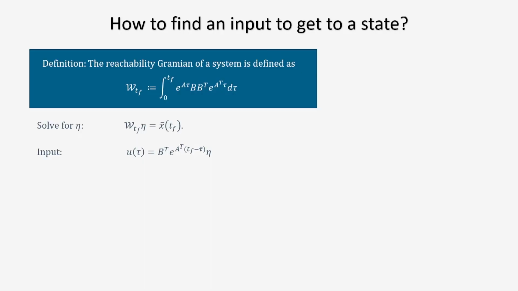So, remember this was what we did in the last lecture. This was the main idea. Now notice this. Suppose I take W(t_f) eta equal to x bar. Now, to get an input u(tau), I need the value of eta, and to get an eta, I will need to solve this W(t_f) eta equal to x bar. Remember this is like Px equal to q. I am trying to solve this set of linear equations.